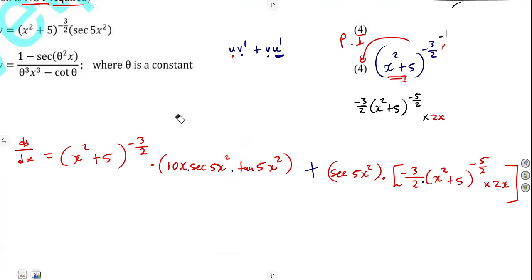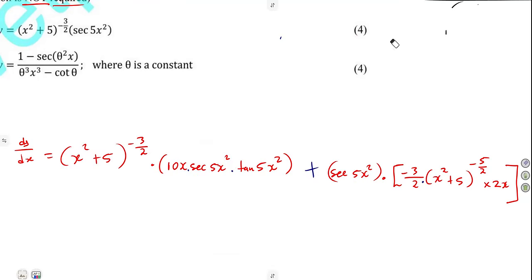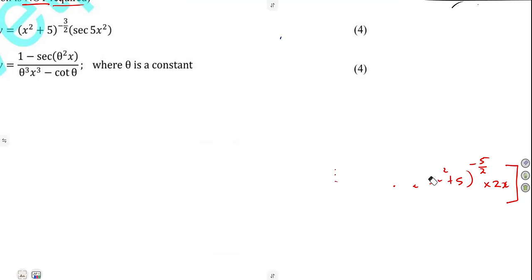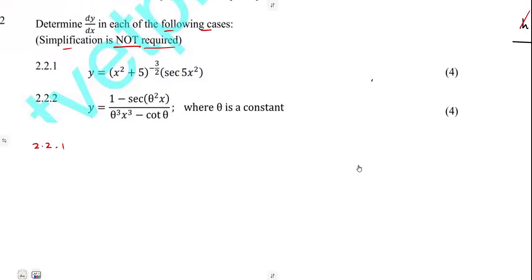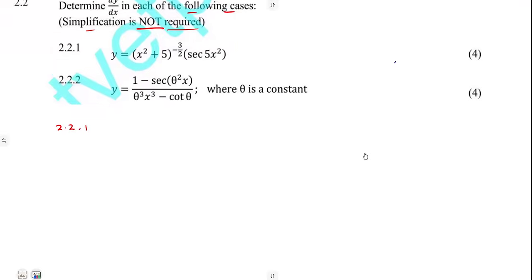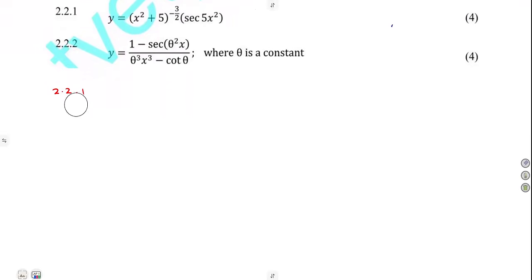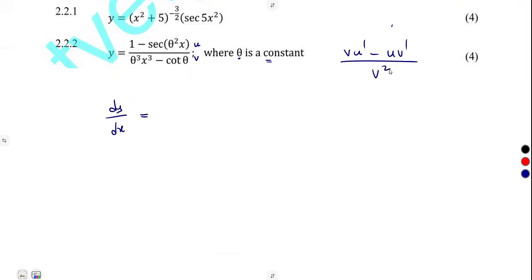Okay, let's consider another part and see how we're supposed to attempt these typical questions. All right, let us consider this part. Simplification again is not required, and that's what we are given here. Wherever we see a theta, that's a constant. So theta is just a constant. So the derivative of y with respect to x, since it is a fraction, is going to be the quotient rule: v, derivative of u, minus u, the derivative of v, over v squared.